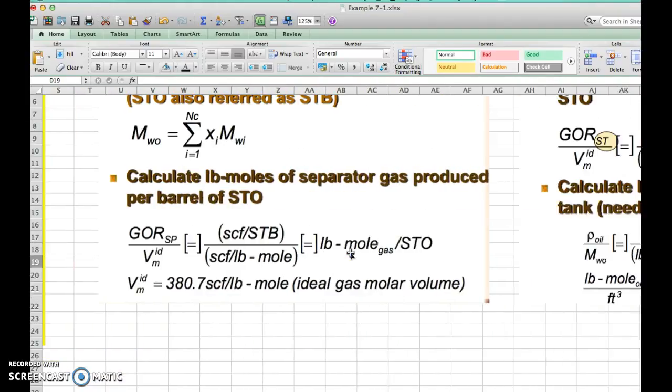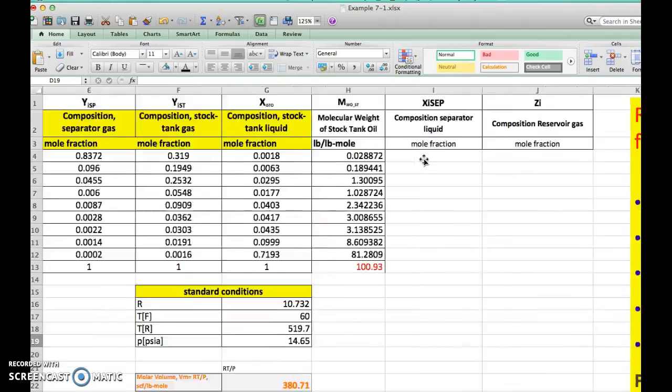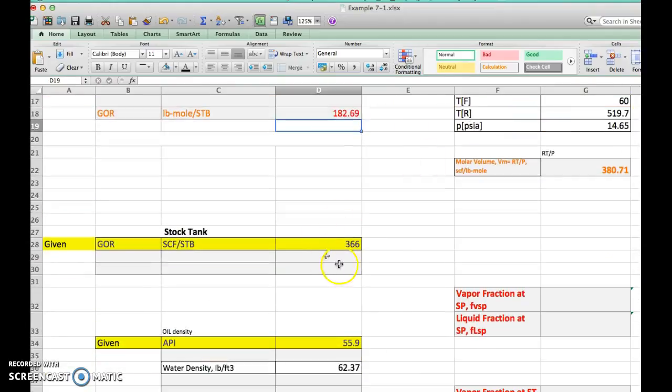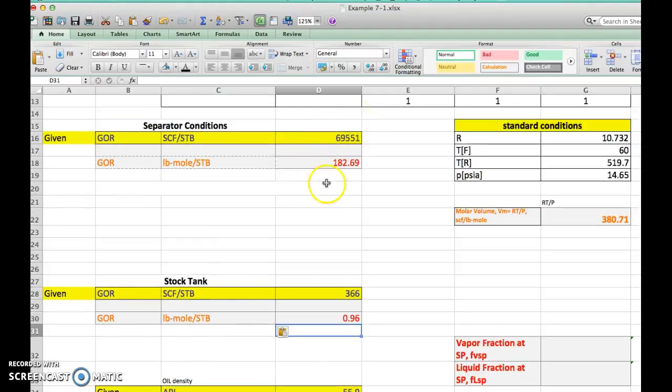The next step is doing the same thing for the gas produced at stock tank, so the number of moles of stock tank gas. It would be done in a similar way. We have GOR divided by this. I will just copy this and I will have this. Okay, so I have the number of moles of gas at separator and the number of moles of gas at stock tank per production of 1 STB.